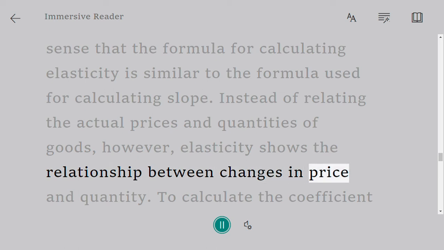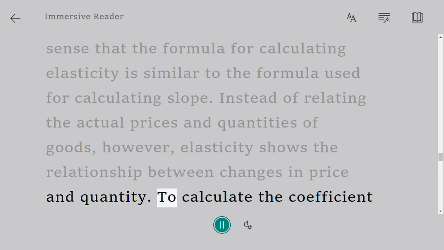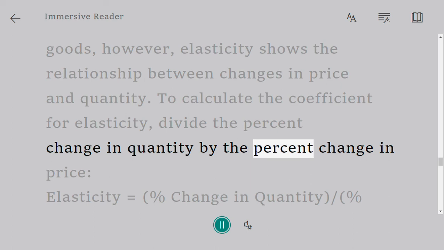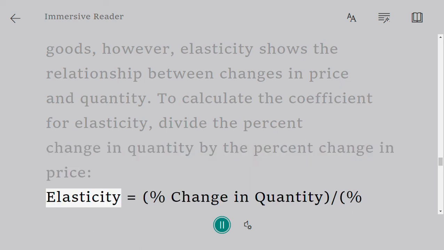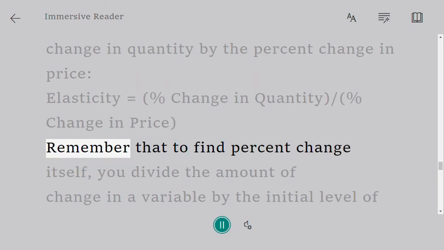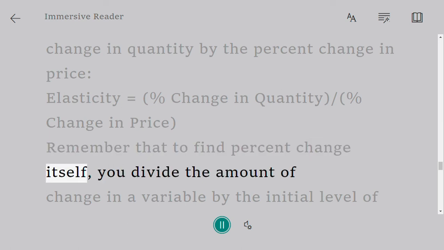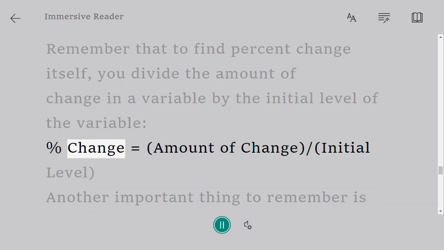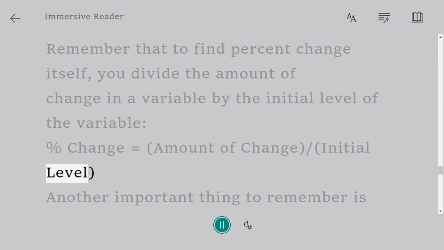To calculate the coefficient for elasticity, divide the percent change in quantity by the percent change in price. Elasticity equals percent change in quantity / percent change in price. Remember that to find percent change itself, you divide the amount of change in a variable by the initial level of the variable. Percent change equals amount of change / initial level.